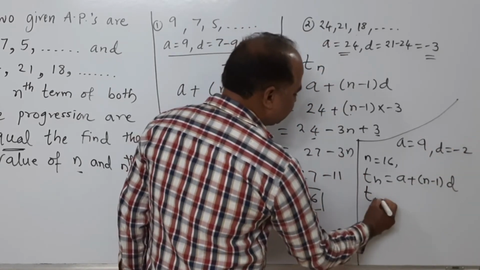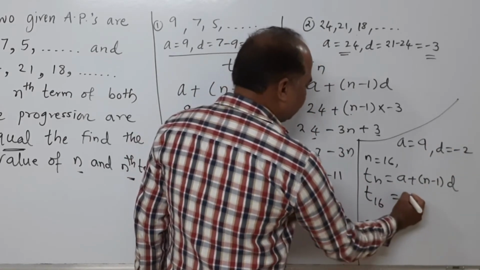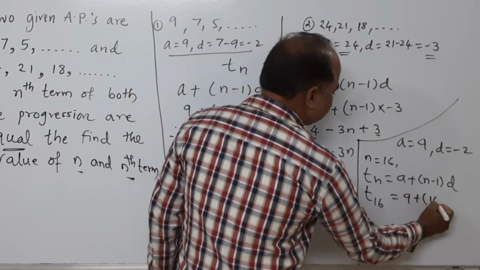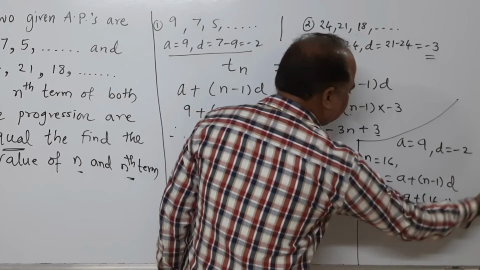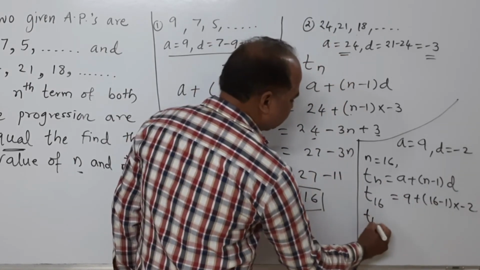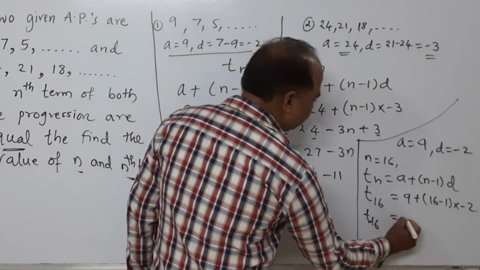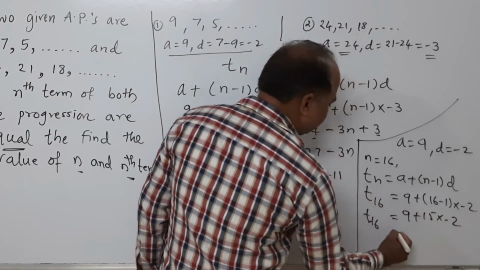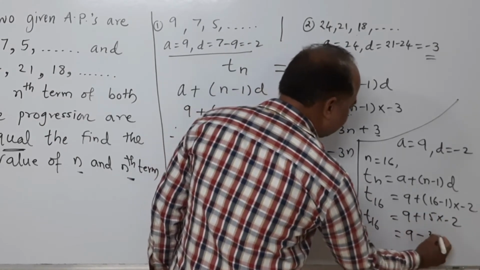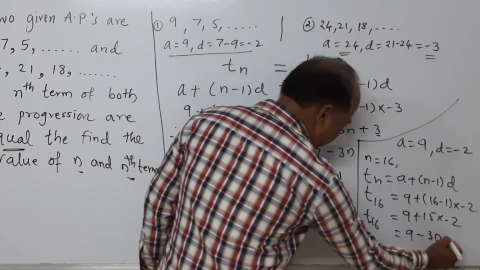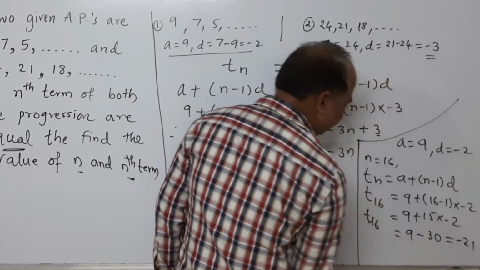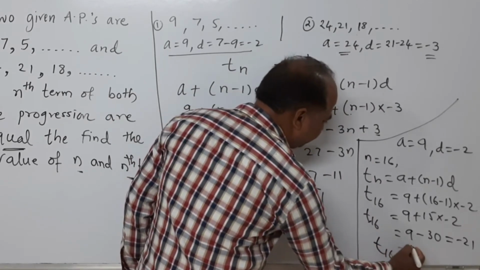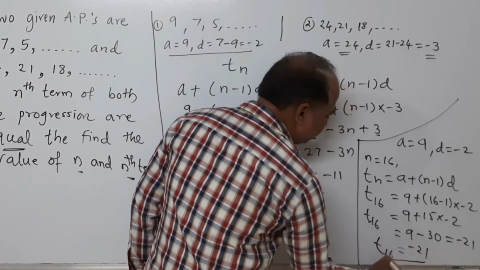So the 16th term of an AP is 9 plus 16 minus 1 into minus 2, that is T16 is equal to 9 plus 15 into minus 2, which is equal to 9 minus 30. So 9 minus 30 is equal to minus 21. So the nth term of an AP is minus 21.